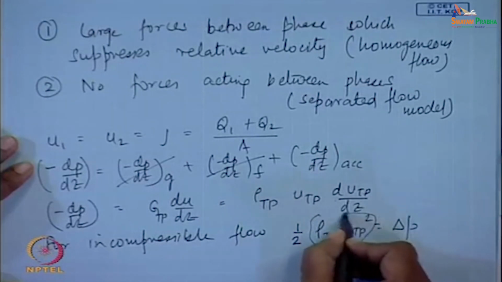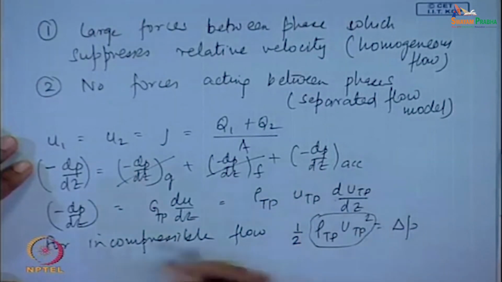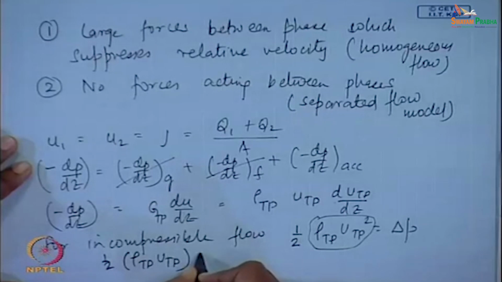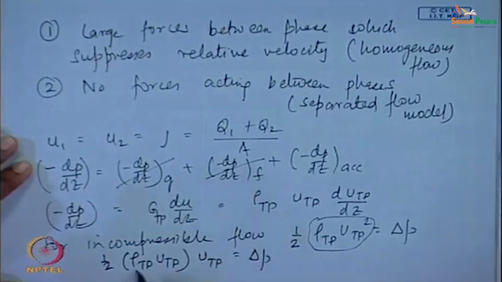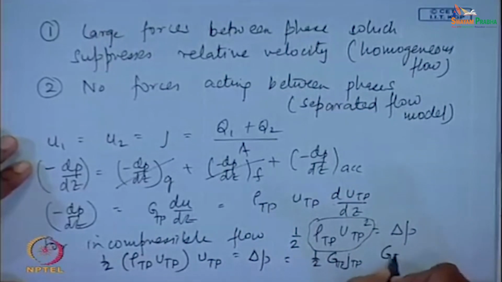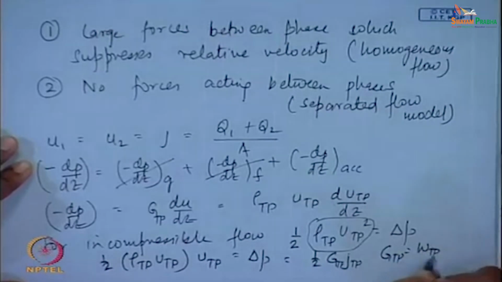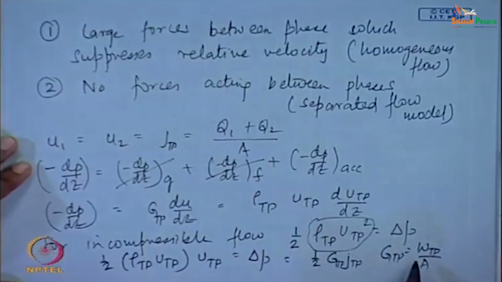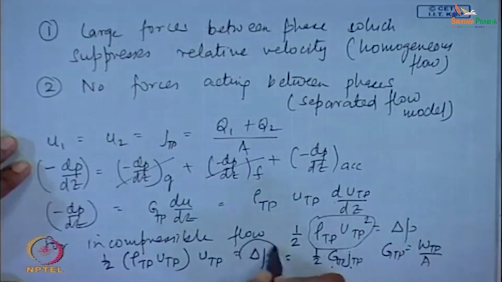you can make this in a much more friendly form. What is it? You can write it as half rho_TP U_TP into U_TP equal to delta P. What is rho U equal to? G. So this is nothing but half G_TP J_TP, yes or no? G_TP is nothing but W_TP by A, or (W1 plus W2) by A, and J_TP is nothing but (Q1 plus Q2) by A. So we can very well find out J_TP, G_TP, and we can find out delta P.